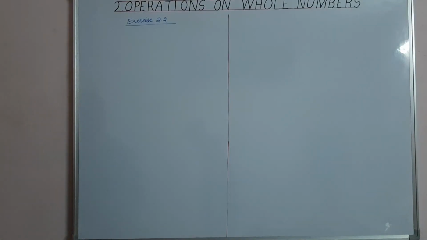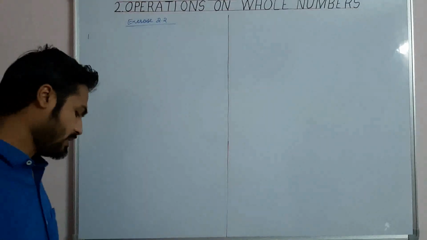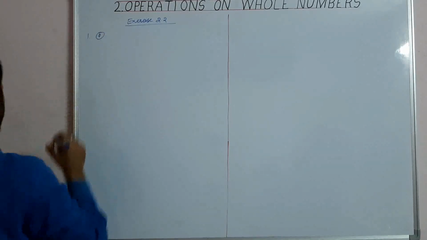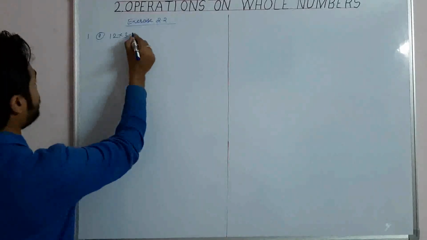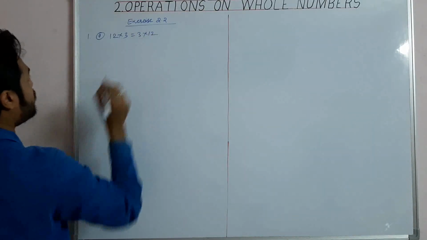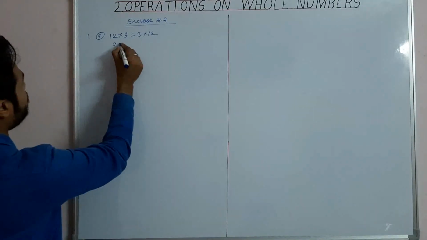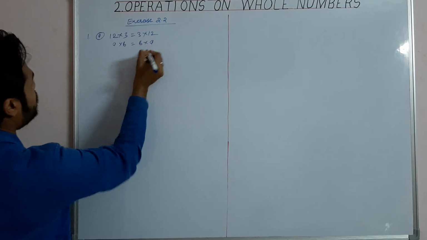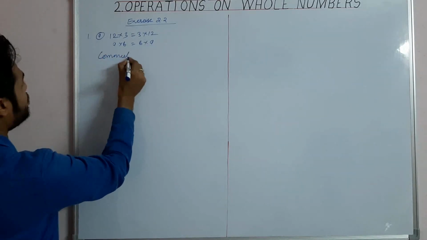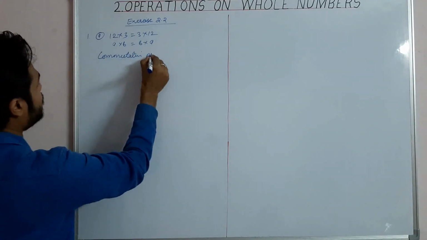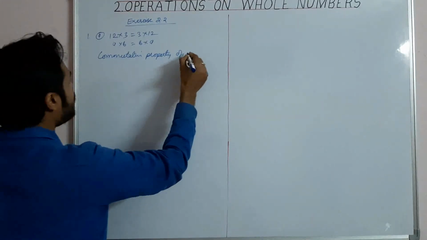Now we will solve exercise 2.2. First question. State the properties used in the following statements. First statement, A: 12 into 3 equals to 3 into 12. So 12 into 3 is equal to 3 into 12, I think, is in the form of A into B equals to B into A, and the same is the commutative property of multiplication.